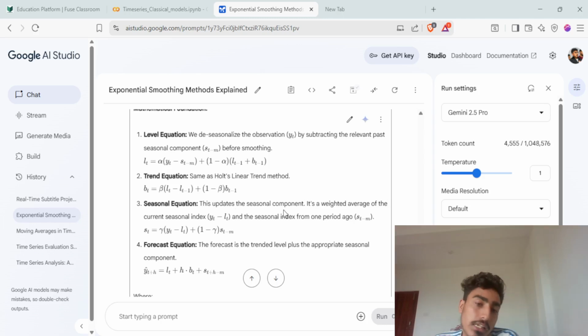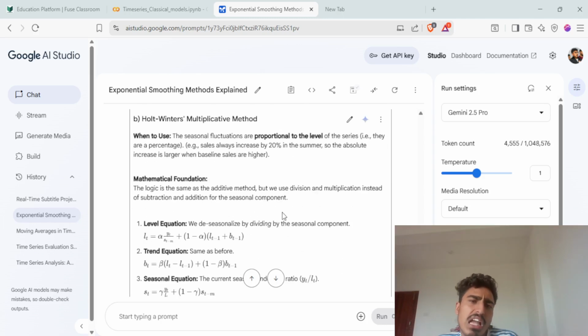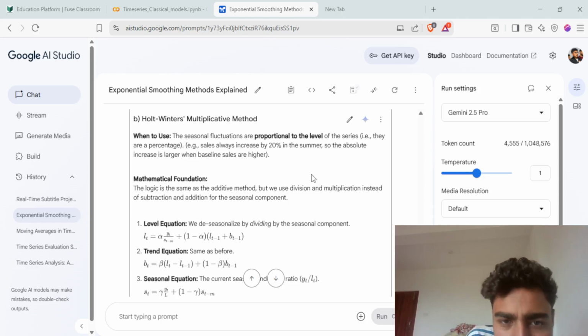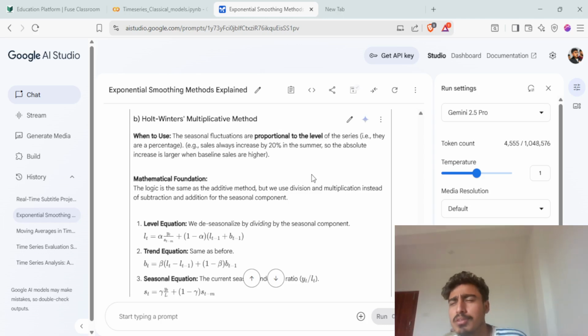The multiplicative model is quite different from the additive model, because the seasonality is proportional to the level, like it is in percentage. Sales always increase by 20% in summer. Meaning if your sales were 10,000 in the summer season of the previous year, then the sales will increase by 20% this summer. In that scenario, the multiplicative model will work.